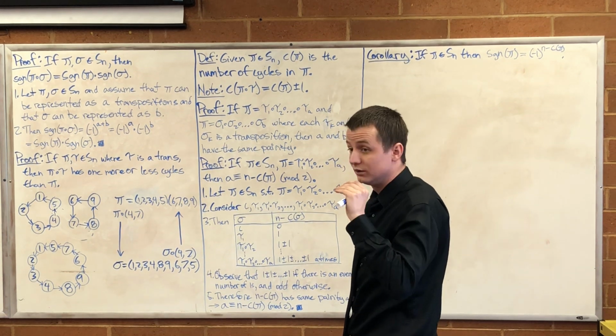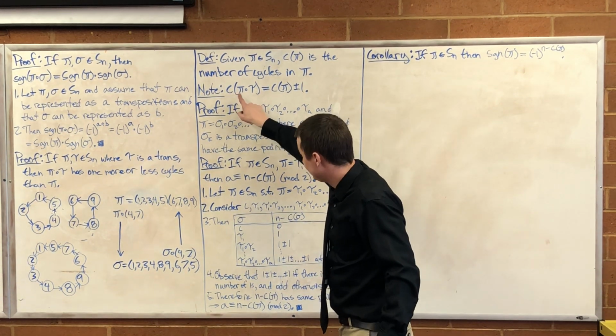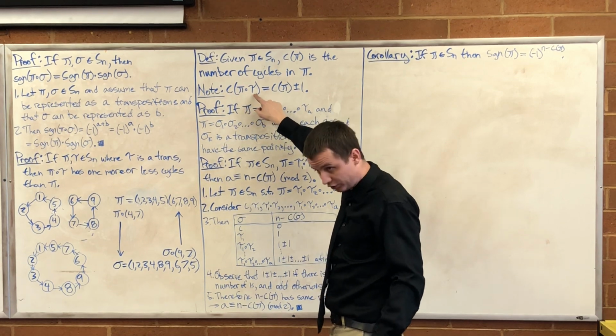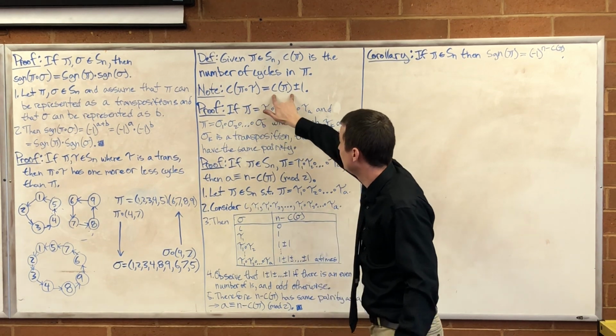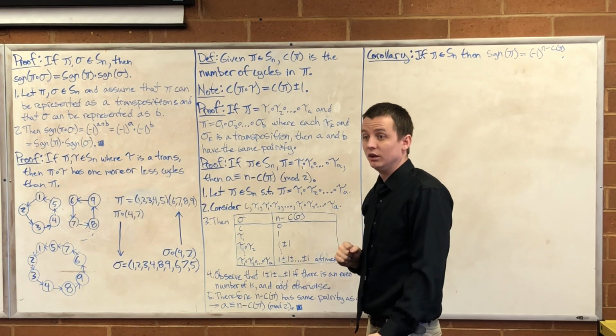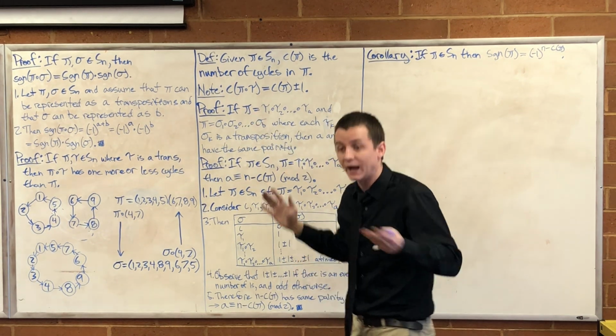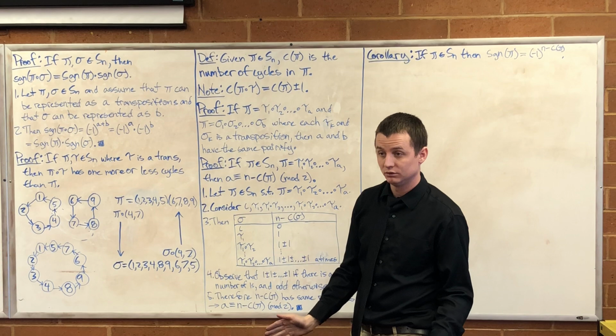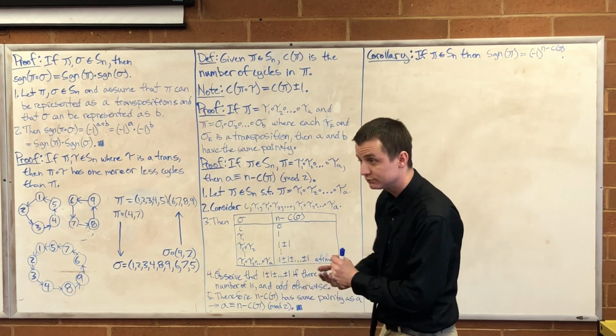Now notice that C of pi composed with a transposition is going to be C of pi plus or minus 1. If we compose with the transposition, we either added a cycle or we removed a cycle. Right? Okay.